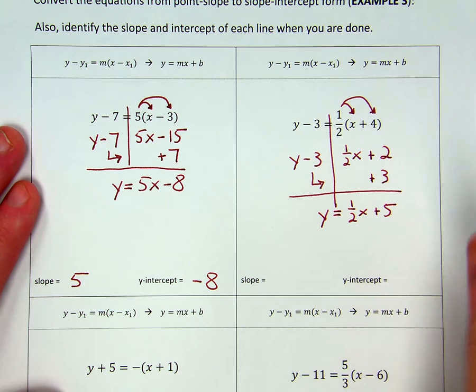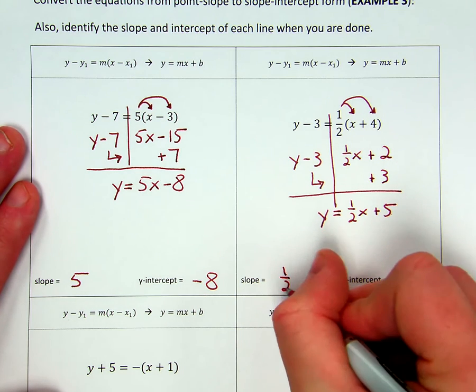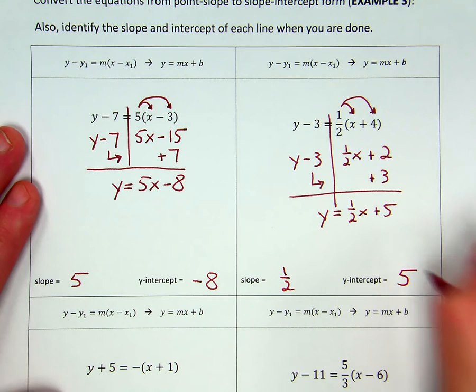2 plus 3 gives us the 5. The slope of the line is 1/2. The intercept of the line is 5.